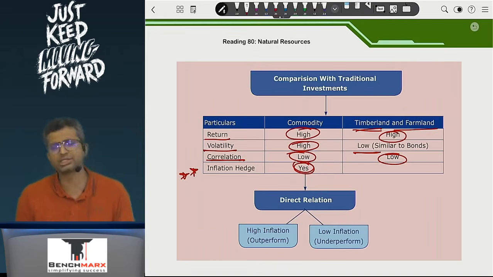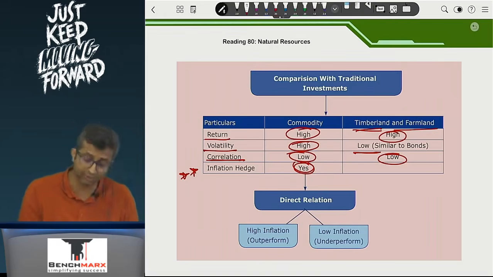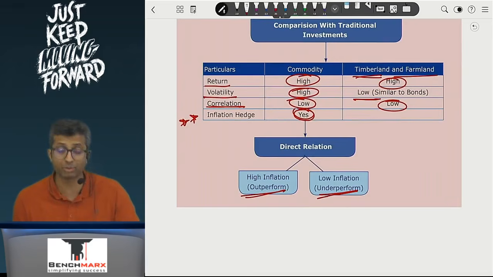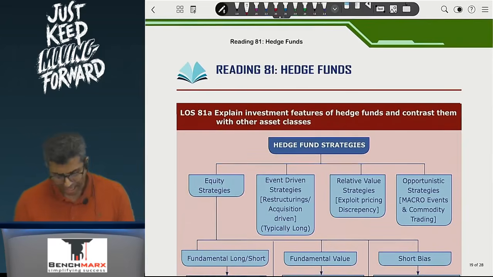Again, the return and risk is high for commodities, correlation is relatively low, and hence they give good diversification benefits. We say there's an inflation hedge because there will be a direct relation. If the inflation is high, the commodities will outperform. If the inflation is low, commodities will underperform. And then we go on to the last two readings, which are on hedge funds and digital assets.